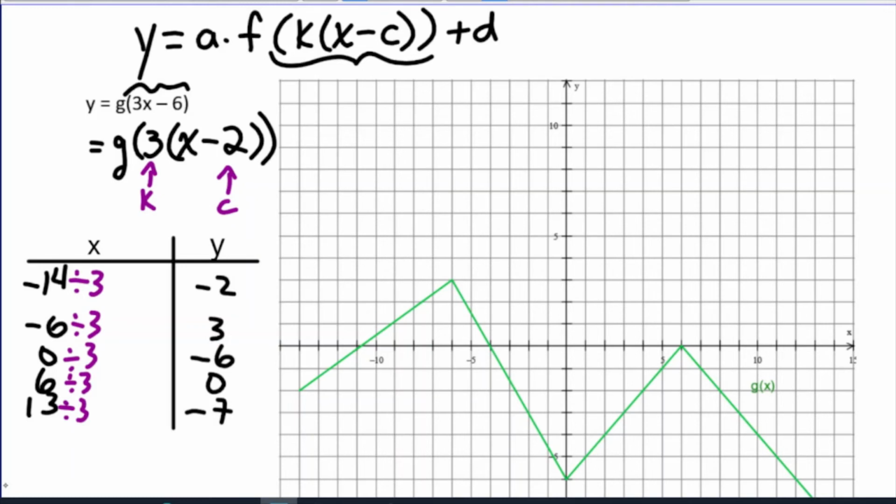The c value, and sorry, let me go back to the k value. The k value is a quote-unquote multiplication, which becomes a division. We still have to use BEDMAS, so that has to be done first. And then we're going to do our c value doing the opposite of what we think it is. So instead of a -2 here, it's going to be a +2.